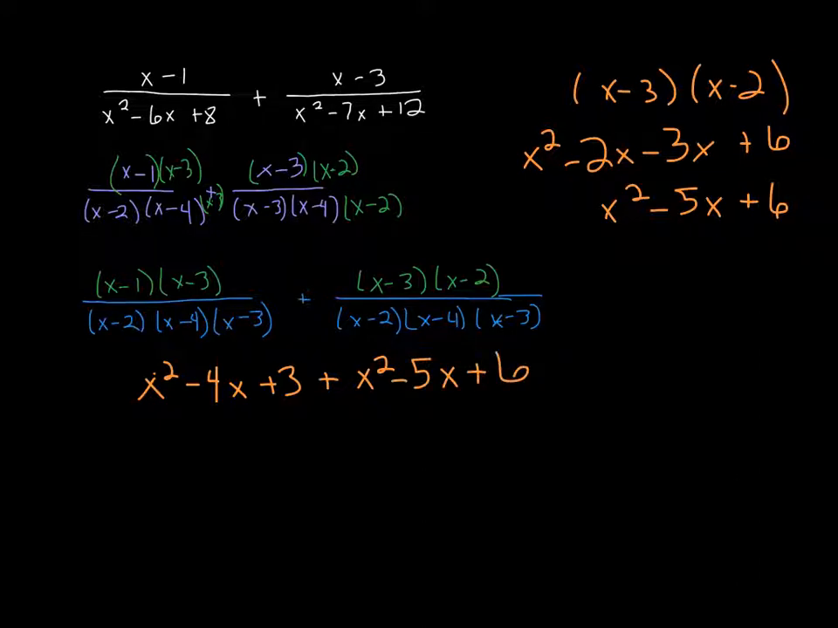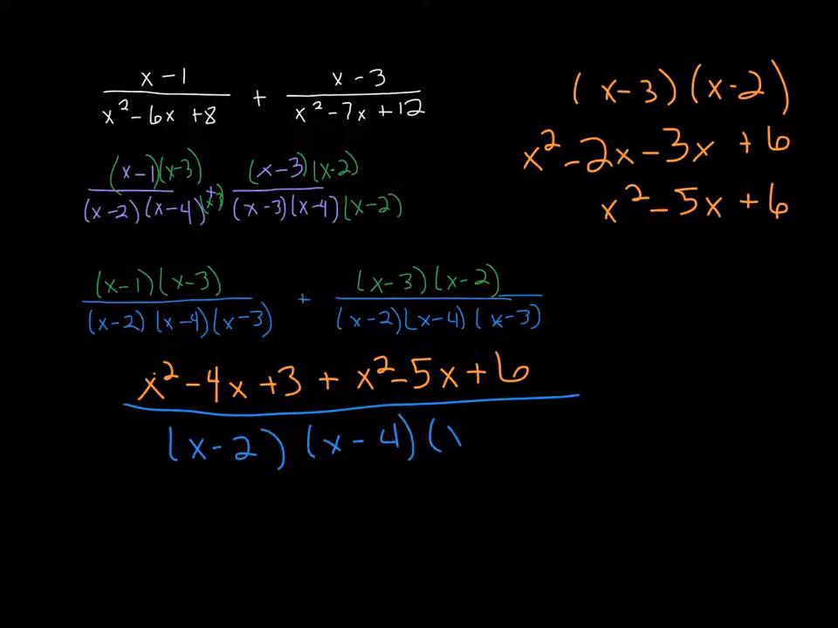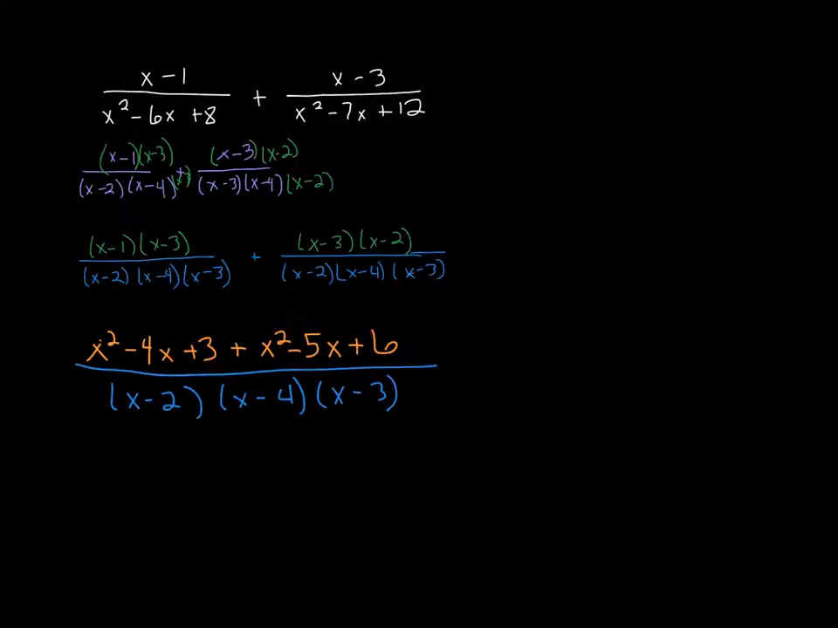Now the new denominator, we don't have to multiply that. We can leave that x minus 2, x minus 4, and x minus 3. Okay, now to finish adding, we just need to go back and combine our like terms. We have x squared plus x squared, which is 2x squared. And then negative 4x plus negative 5x is negative 9x. And 3 plus 6 is 9. Then, of course, we have our common denominator.